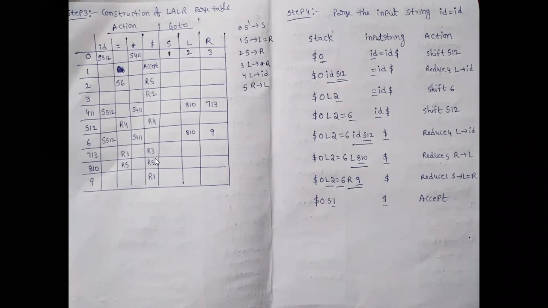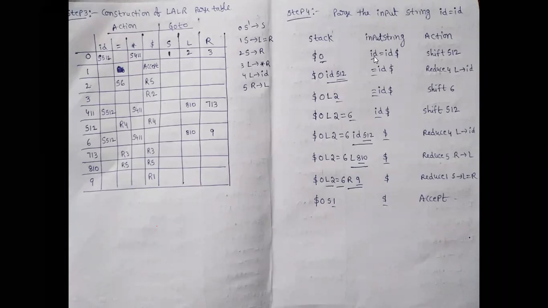Then what is step number 4? Parse the input string. So that is id equals id. We are having three columns: the first one is the stack, the second one is the input string, and the third one is the action. Here we have the bottom of the stack, dollar, and we are placing 0 onto the stack. The first state we push into the stack.